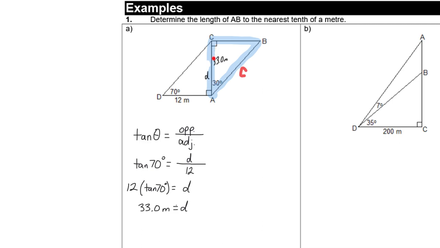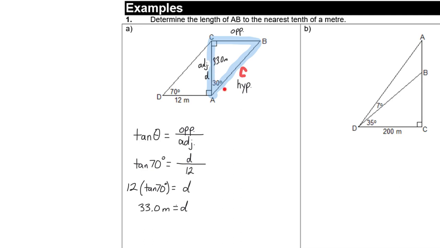Now that I know this side length here is 33 meters, my highlighted triangle, triangle ABC, has enough information that I can solve for this missing side length. Side c is going to be the hypotenuse because it's directly across from the right angle. And because angle A is my reference angle in this triangle, straight across to this top side, that's the opposite side, which makes this side the adjacent side.